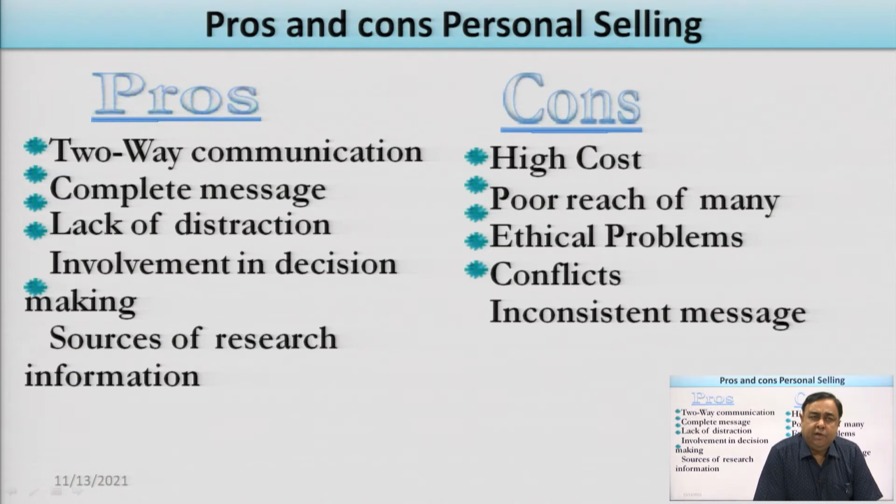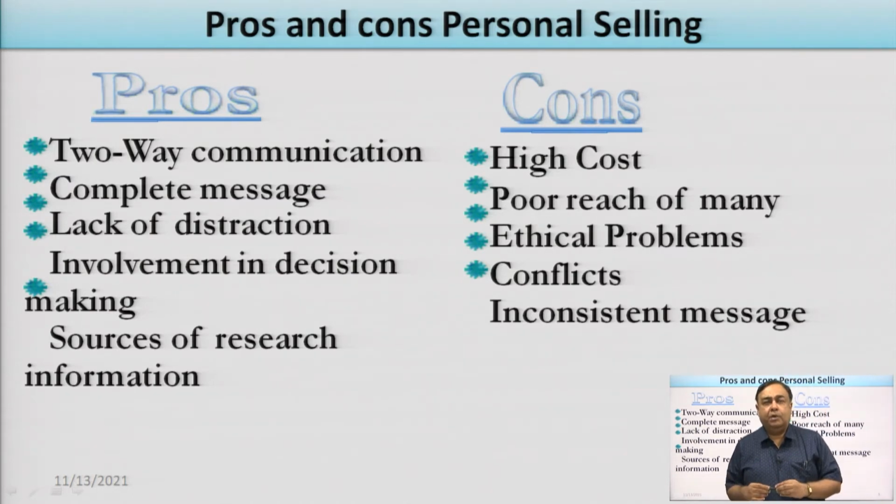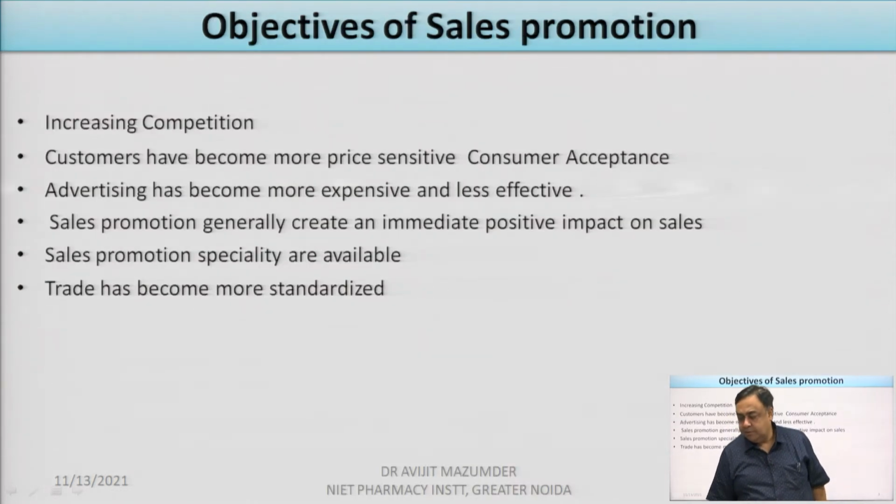What are the disadvantages? First, the cost is a bit high, because you have to arrange a one-to-one meeting which requires a large manpower, so the cost becomes higher. There are some people who are very prospective buyers, but they do not have the time. Poor reach, ethical problems, conflicts and inconsistent message sometimes create a problem for personal selling.